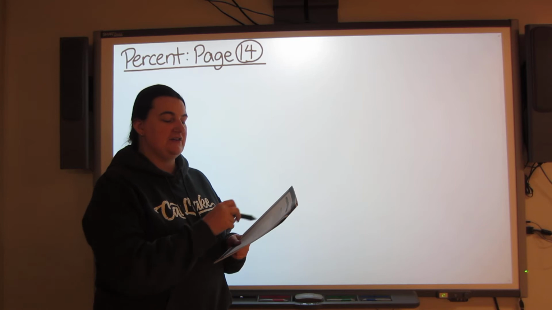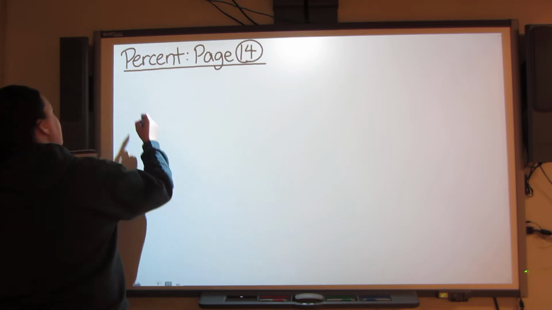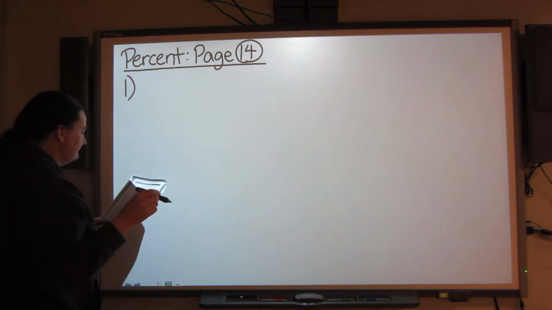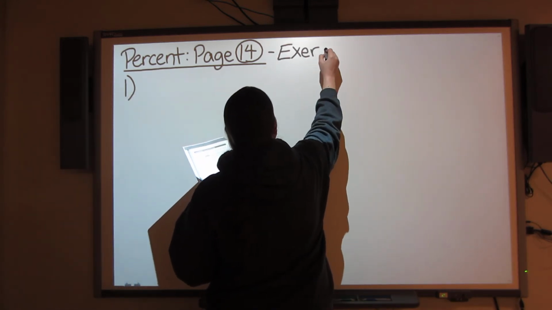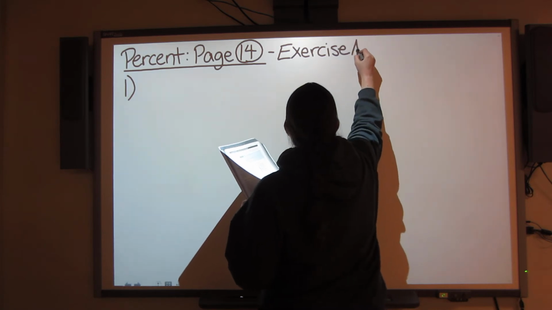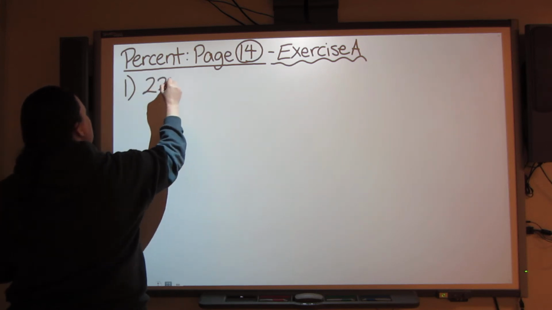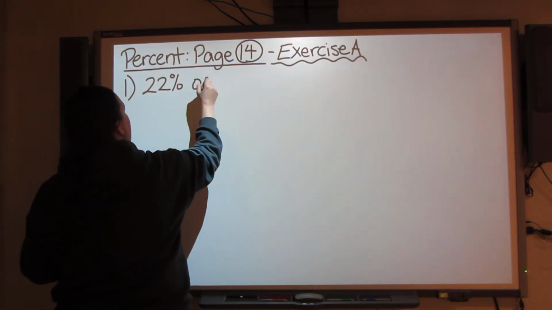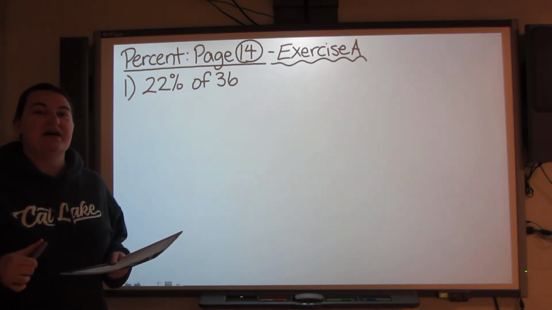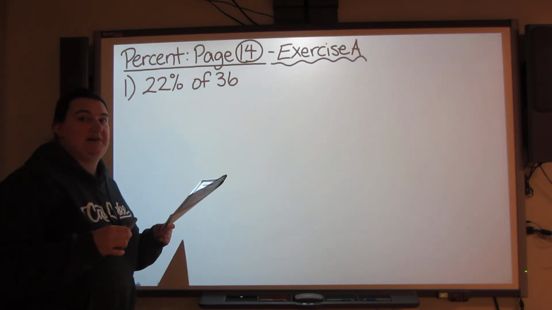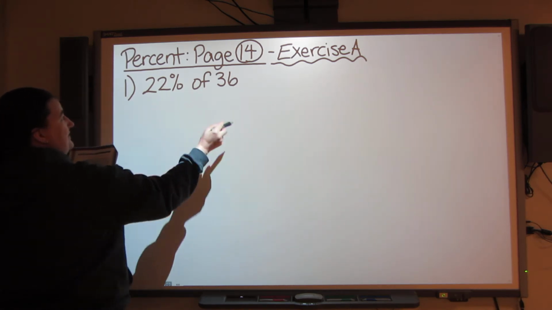All of the questions in exercise A are done the exact same way. So let's go over and do a couple examples. Exercise A, number 1. Don't forget this is exercise A. All right, number 1, I have 22% of 36. So now you're finding the percent of a number. This is from 2 lessons ago. Find percent of a number.